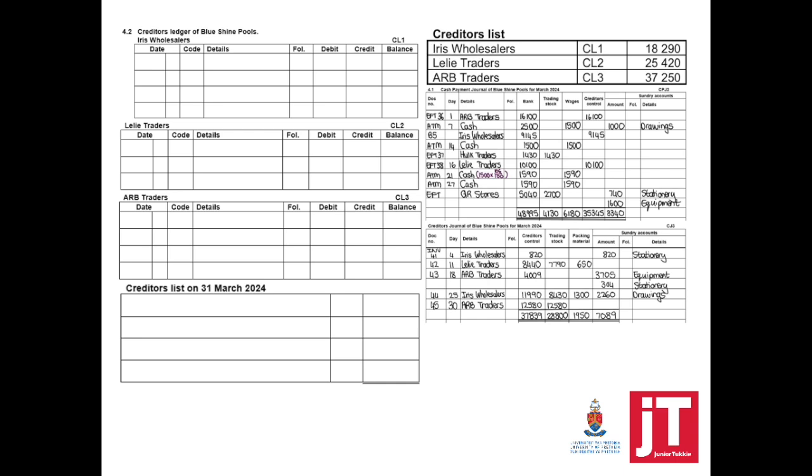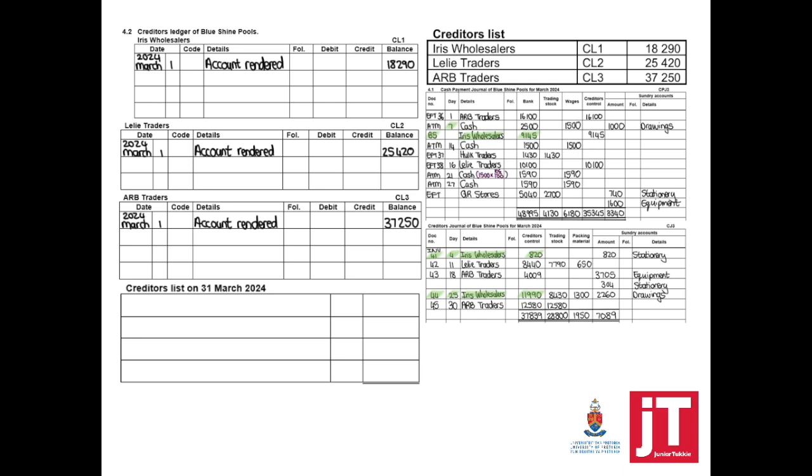And we're going to start with the balances brought down on the first day of the month. So this is from the creditors list, which was given to us on the 1st of March 2024. And that is our step number 1. Write on the first day of the month, account rendered, and each one of the balances which is owed. Now we can go to the first creditor, which is the Iris Wholesalers.